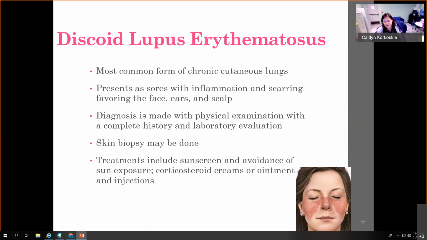Another condition, which is not very common, but is common for people who have chronic lung diseases, also people who have psoriasis.